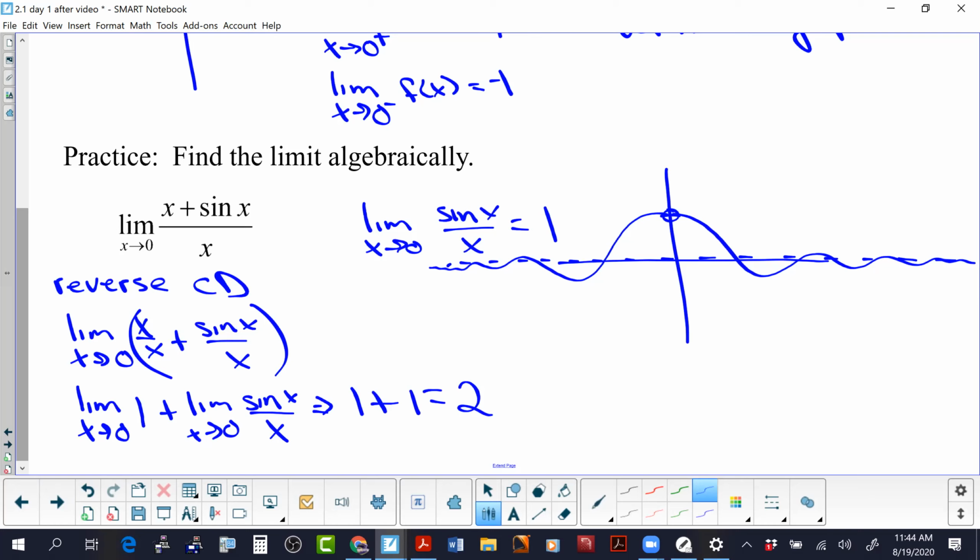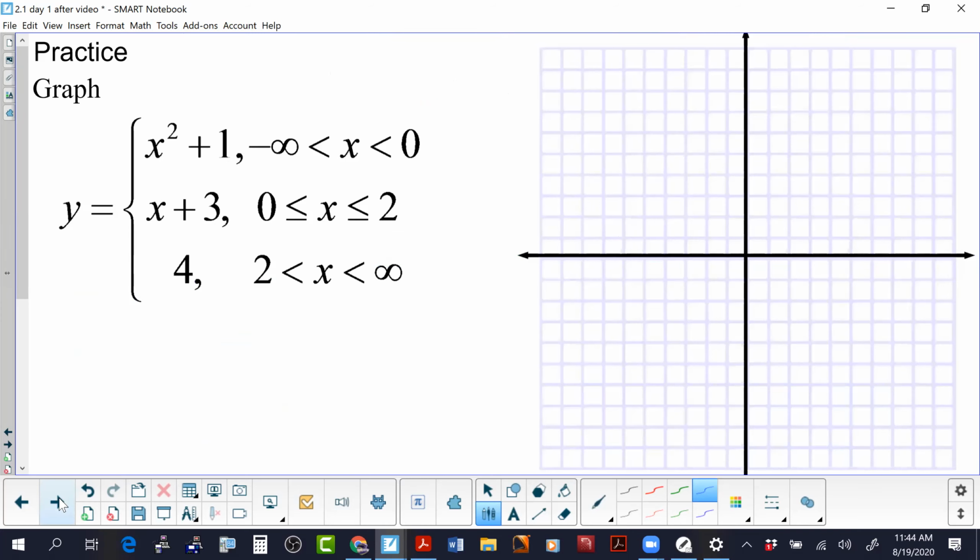Any questions? All right, finally. Our other goal for today is to be able to graph piecewise functions. Calculus loves piecewise functions, and I'll give you a calculus question when we're done here. This is the left side, this is the middle side, that's the right side. So from negative infinity to 0, it looks like a parabola. So if I plug 0 in, 0 plus 1 is 0. Open dot because there's not an equal on that part.